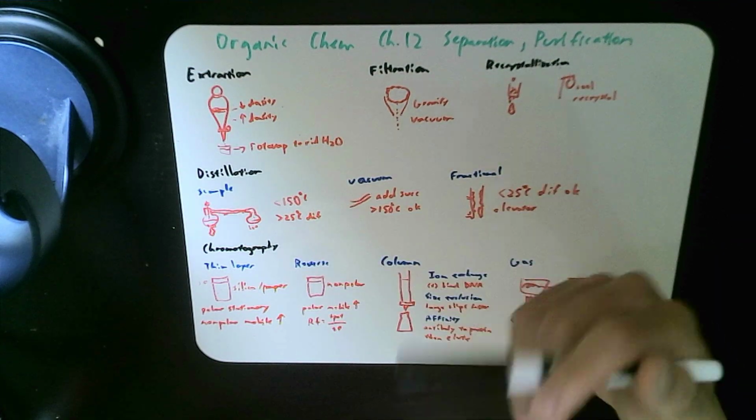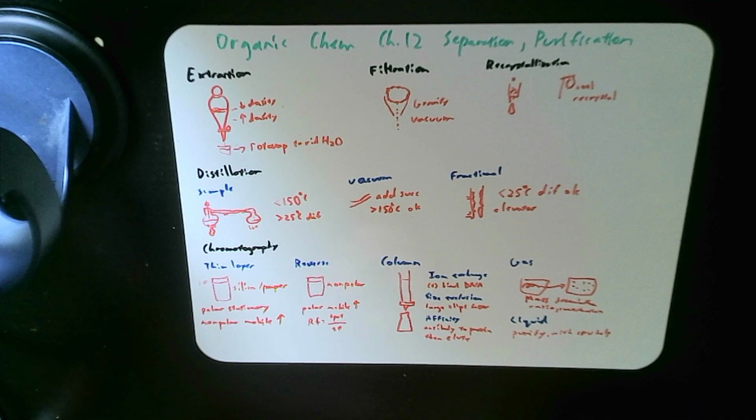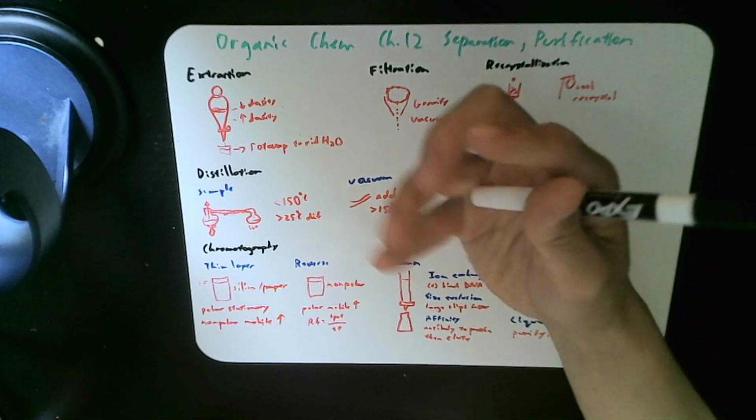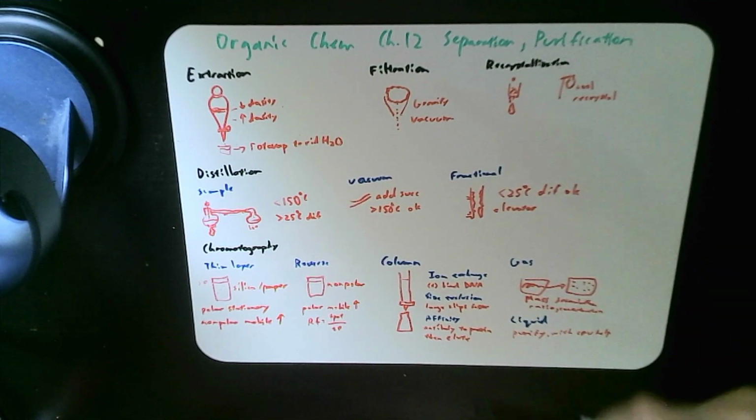You can rotovap it to get rid of the water you put in to make it come out. Rotovap basically is a machine where you let it spin, add some heat to it, and make the water evaporate.